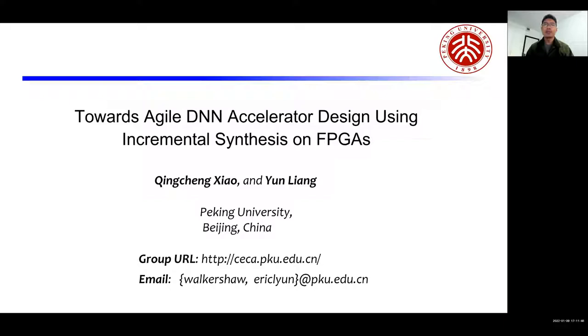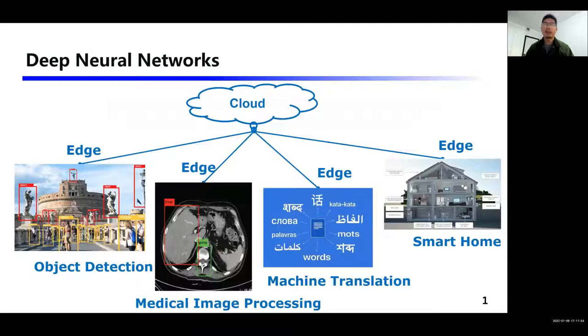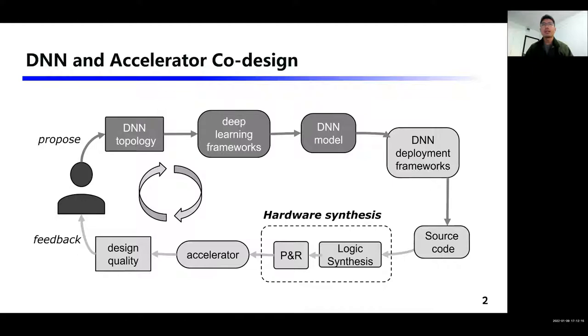Deep neural networks have been applied among a wide range of domains such as object detection, machine translation, and smart home. They achieve high accuracy at the cost of massive computations. Thus, hardware acceleration based on FPGAs is a natural solution. In application-specific scenarios, as FPGAs are customizable, accelerators can be co-designed with DNNs.